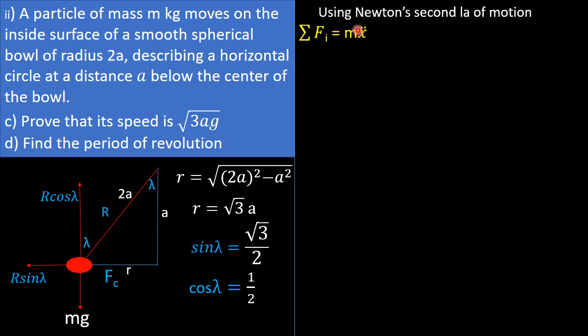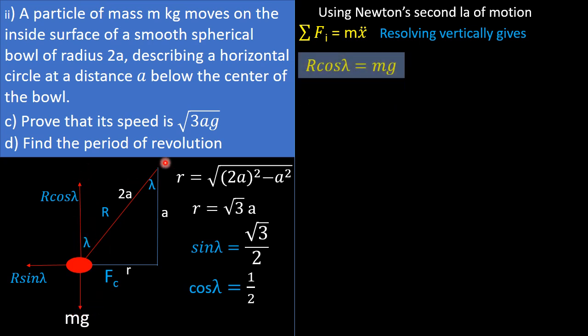Then, guys, if we resolve this into components, vertically, that is the first component. Resolving it vertically, we are going to see that this R cos lambda can balance with the weight of the particle. Therefore we are going to have R cos lambda equal to mg. Great. We can call this equation 1.